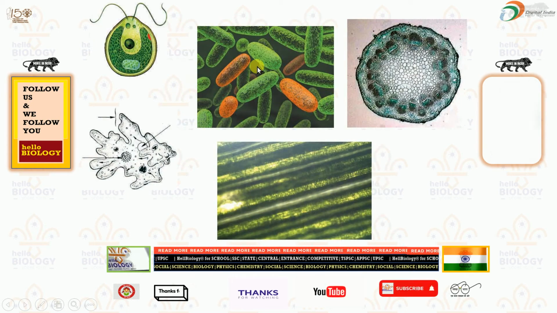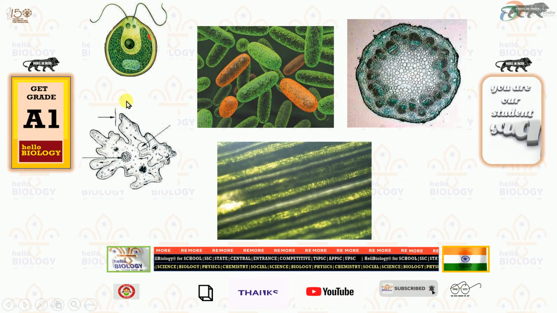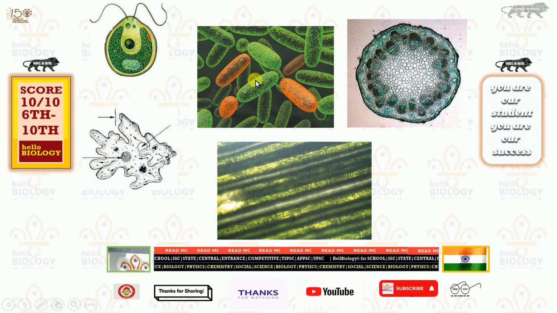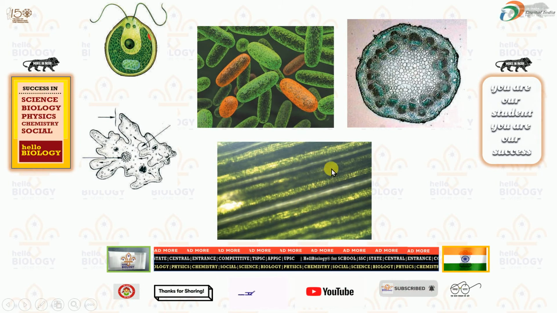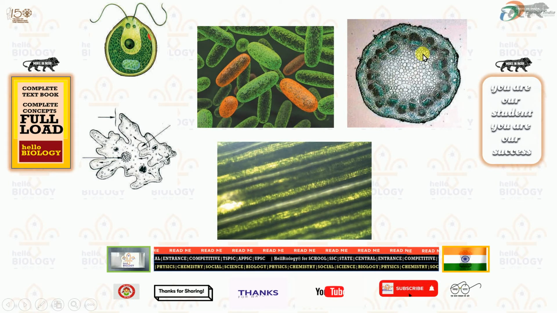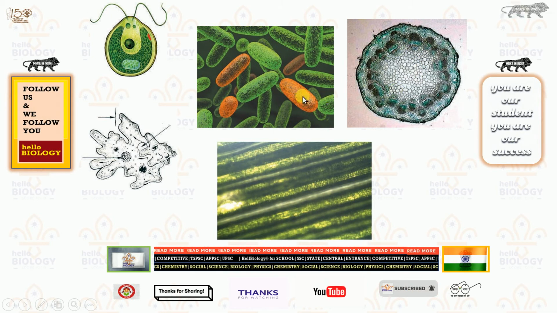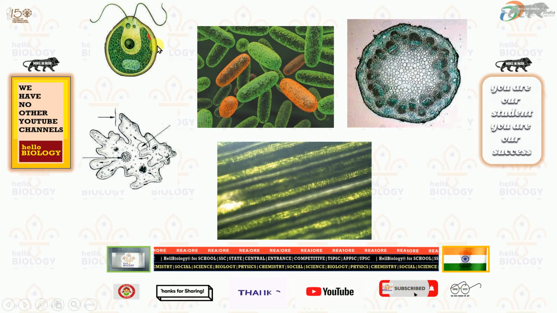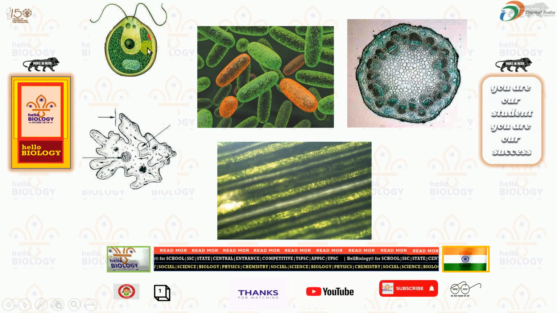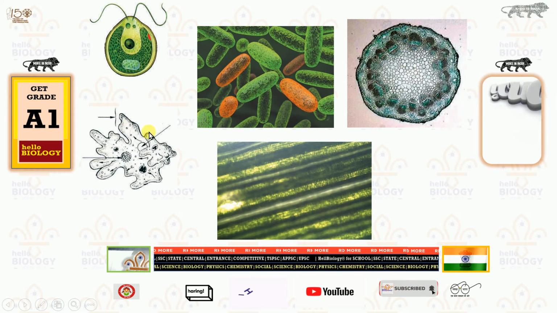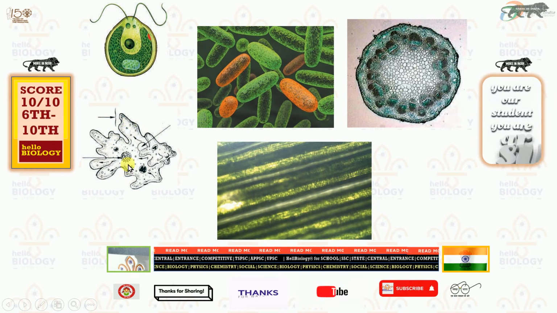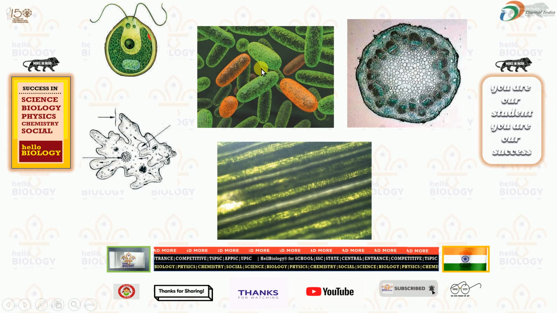And here you can see different kinds of organisms: chlamydomonas, amoeba, bacteria, seagrass, chloroplast, and here also we have cells in a plant cell. Chlamydomonas is a single celled organism which can live in the water, and amoeba is also a single celled organism. These both are unicellular organisms, and this is bacterium.